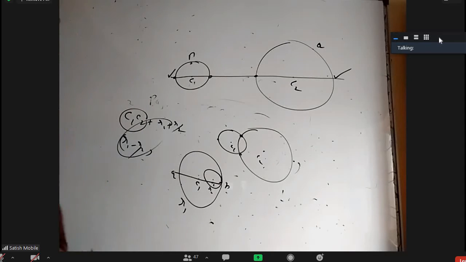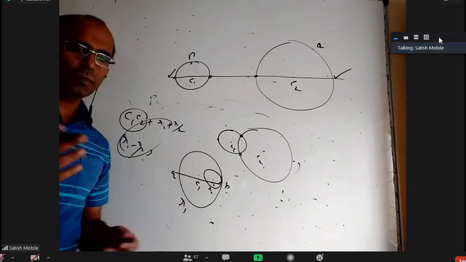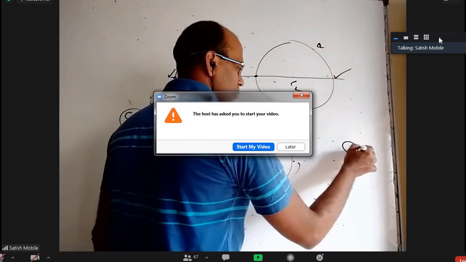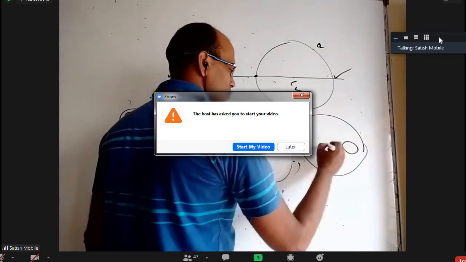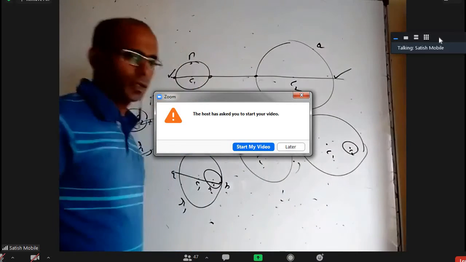Okay. So every time the maximum is not changing. It is always C1C2 plus R1 plus R2, even if one is inside the other. Let us say one is here, one is here, this center is here, this center is here. This is C1, this is C2.